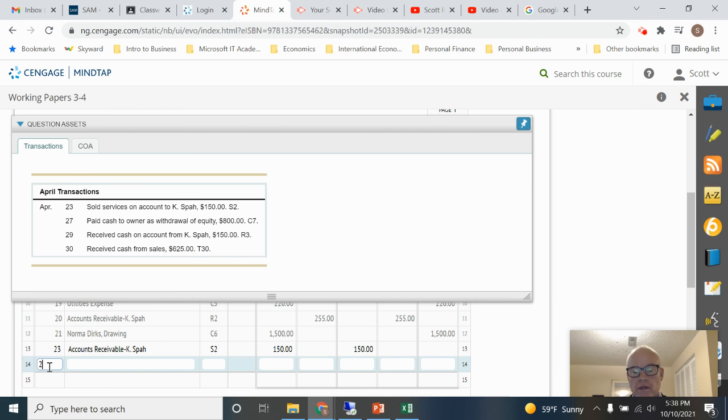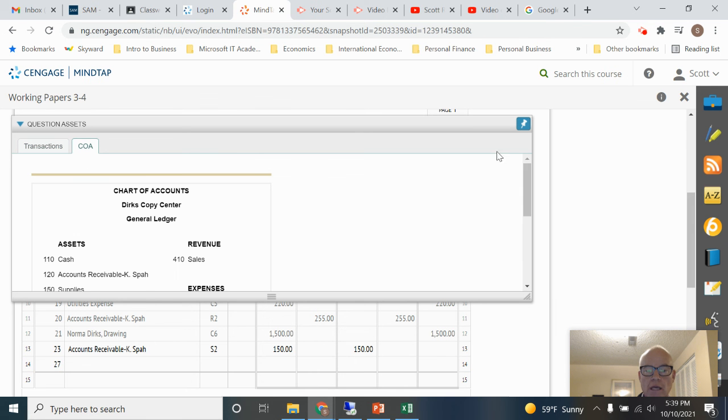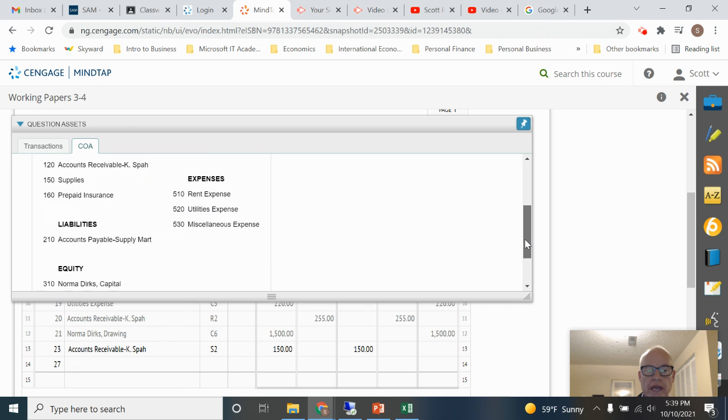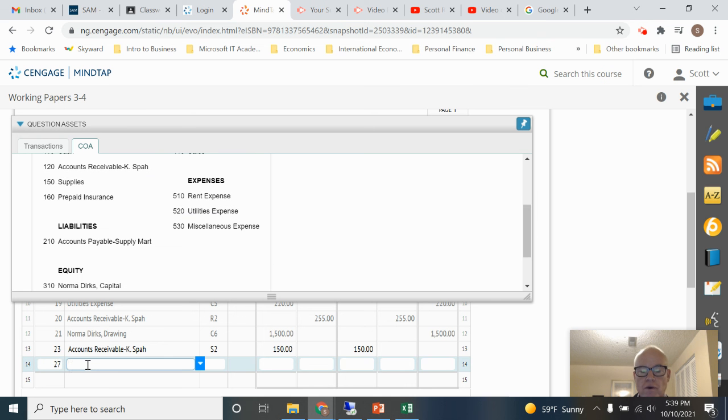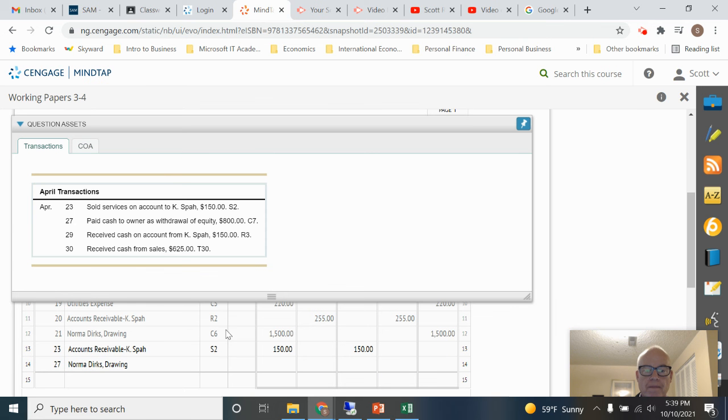Then on the 27th, paid cash to owner as withdrawal of equity. Well, chart of accounts is probably Norma Dirk's drawing. Yes, it is. Okay, so good old Norma Dirk's paid herself. Again, if you mess up, it'll yell at you, right? I love this system. Otherwise, we spend hours doing this. We're increasing a drawing account. We're decreasing equity by increasing a drawing account. She's pulling $800 out of the business, which of course can be a reduction in cash.